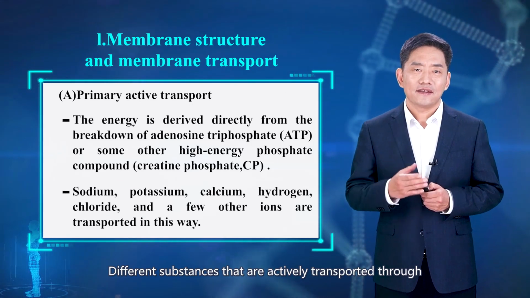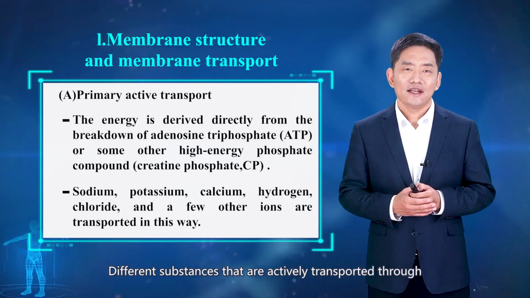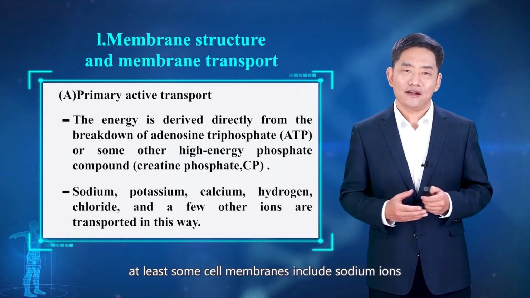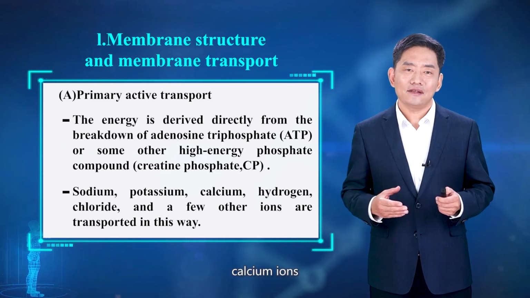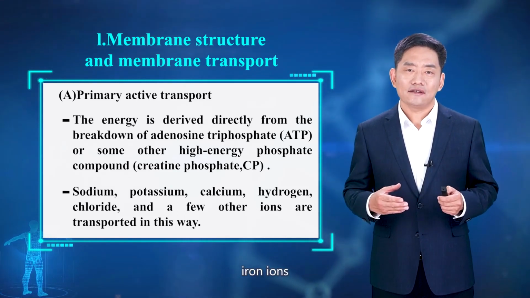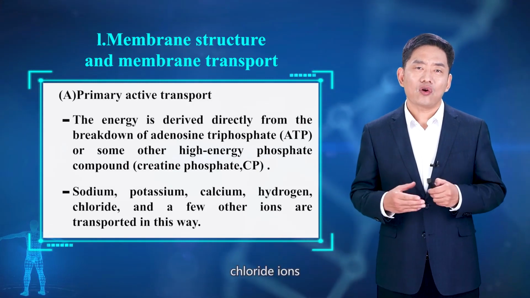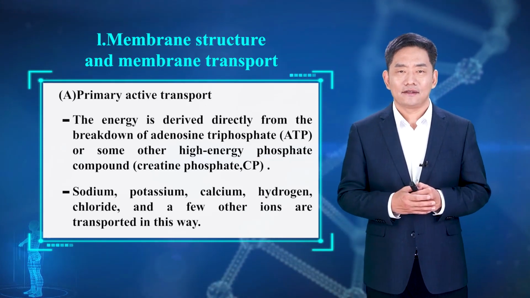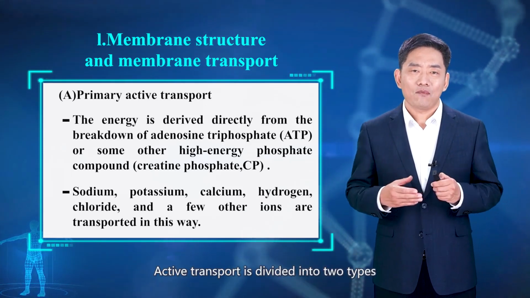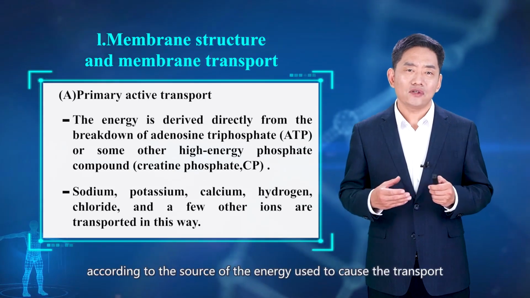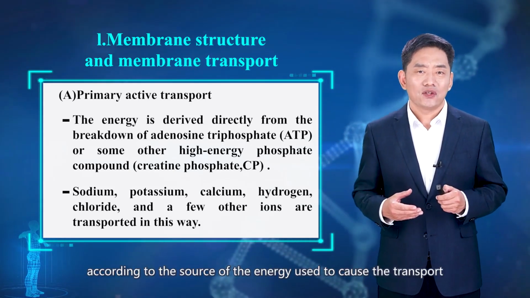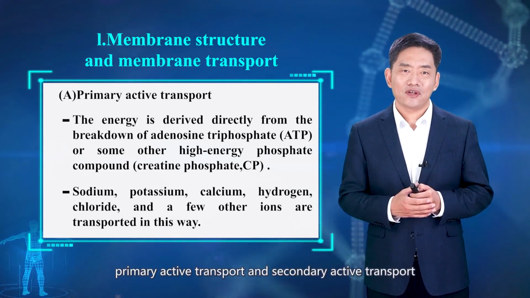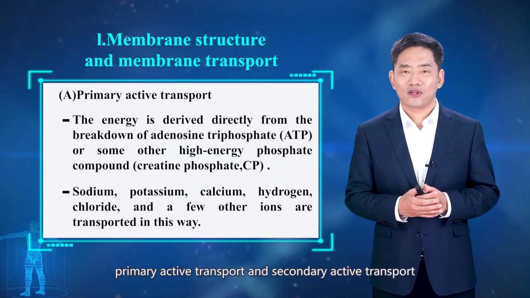Different substances are actively transported through at least some cell membranes, including sodium ions, potassium ions, calcium ions, iron ions, hydrogen ions, chloride ions, several different sugars, and most of the amino acids. Active transport is divided into two types according to the source of energy used to cause the transport: primary active transport and secondary active transport.